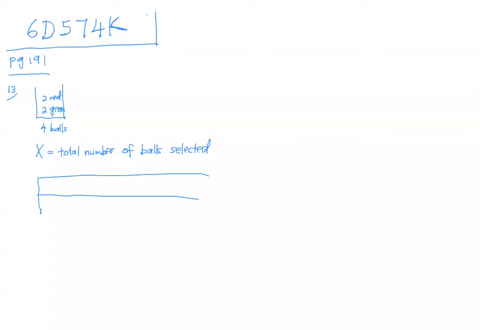So the total number selected can be 1, 2 balls, you select 2, you select 3, and the maximum is what? 4. X denotes the total number of balls selected, 4.